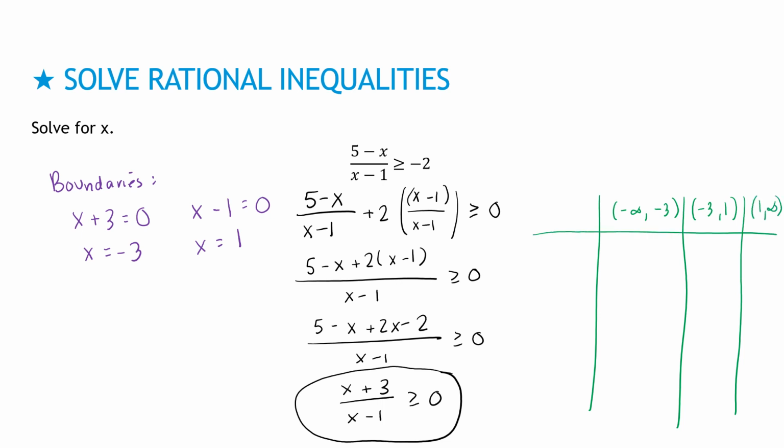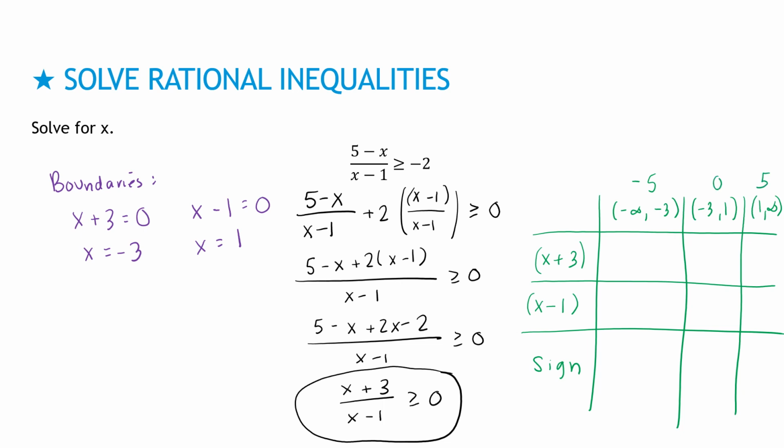I would also include my factors of x plus 3 and x minus 1, and a row for my sign. Find a test point in each region: negative 5, 0, 5. Any point you want as long as it's between the two values, and start plugging them in. Negative 5 plus 3 would give me negative 2, which is a negative. Negative 5 minus 1 would also give me a negative. Negative divided by a negative is a positive.